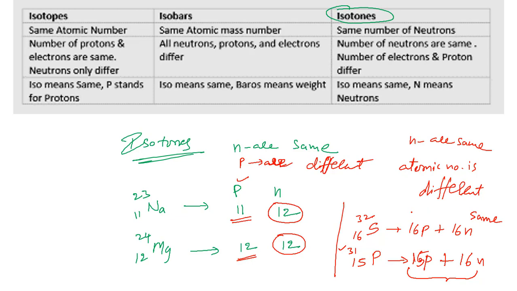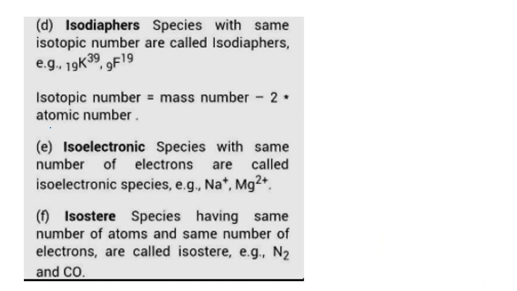Okay, number of neutrons are the same. Number of protons are different. Now three definitions I explained to you, so I hope everyone understood. Yes, next three definitions we are going to discuss here: isodiaphers, isoelectronic, isostars.